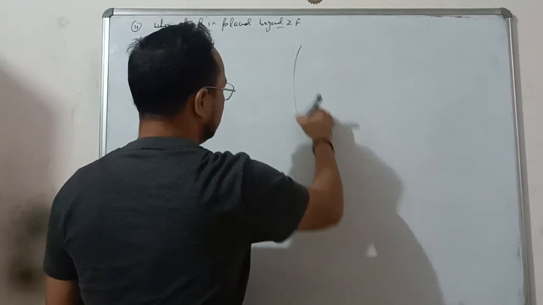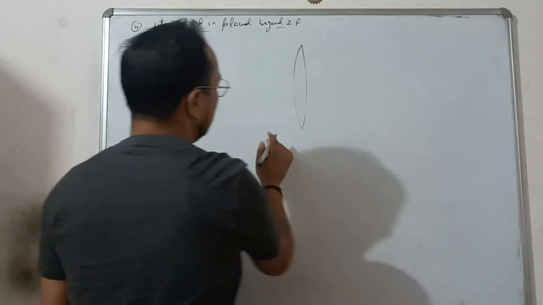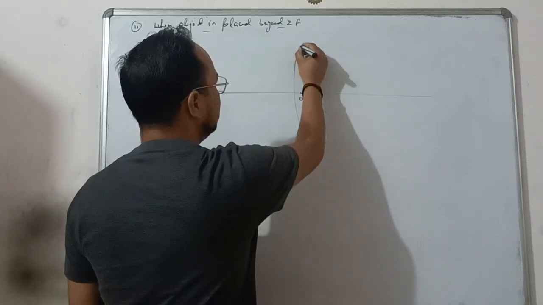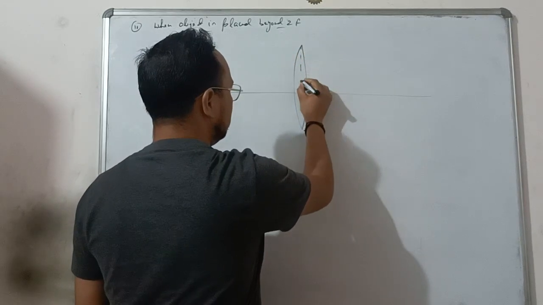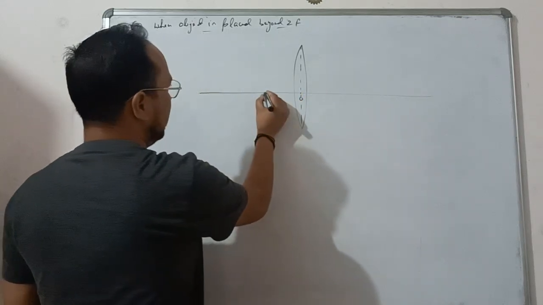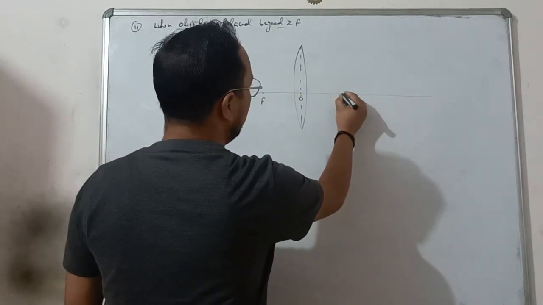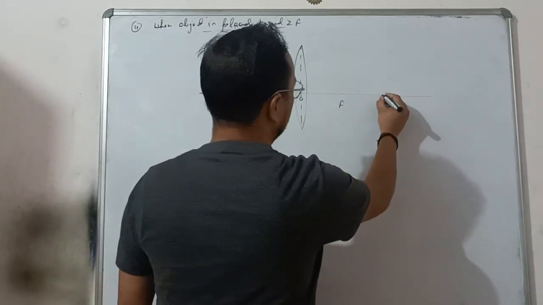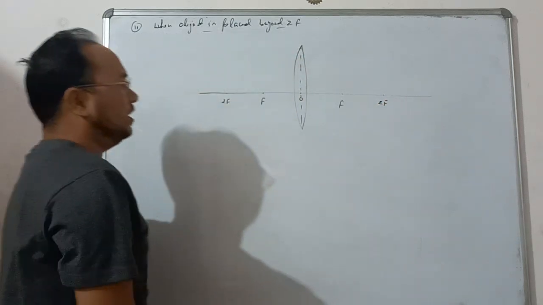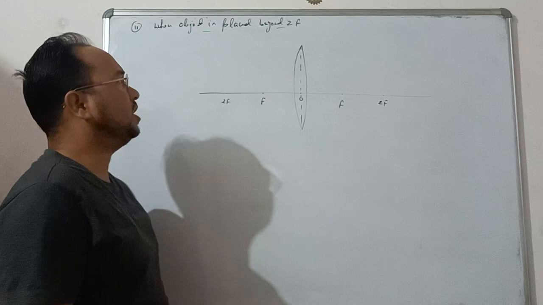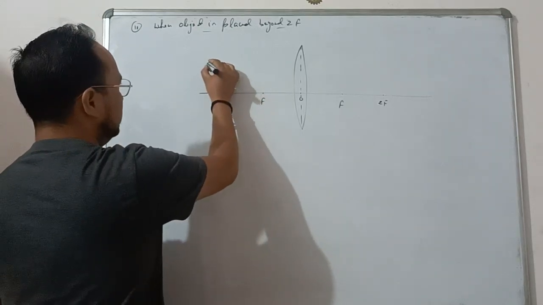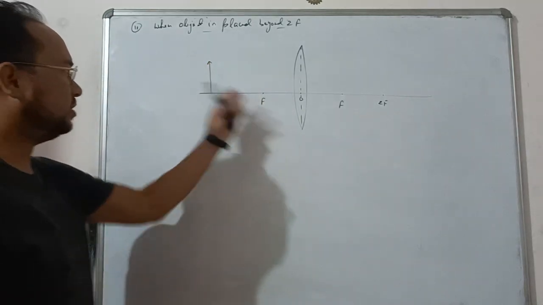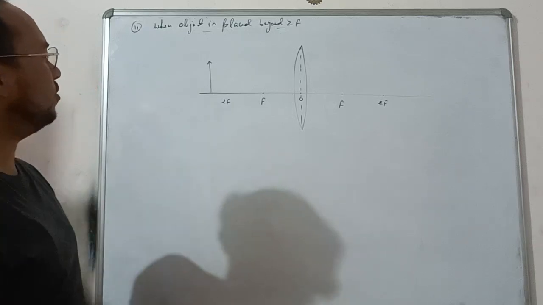So this is a convex lens. This is the principal axis. This is the optical center. This is f on both sides of the lens. This is 2f, similarly on both sides of the lens. And this is the case when the object is placed beyond 2f. So this is the object. We place this object beyond 2f. Now we have to draw the image formation.